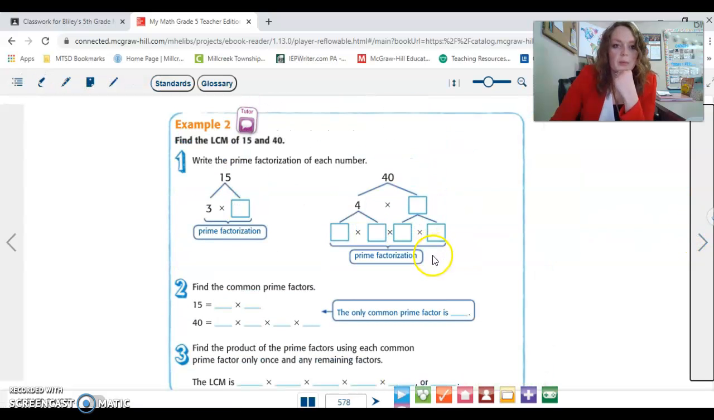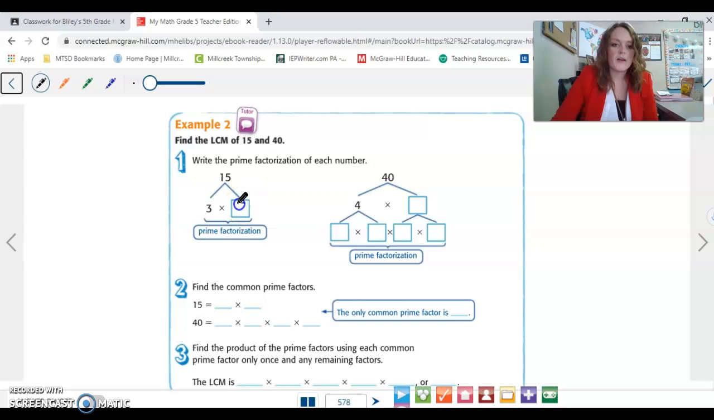Let's turn the page. Example 2, you can also do this with a factor tree. So it says write the prime factorization of each number. We have 15 and we have 3 times what is 15? Of course, we know 3 times 5. And then we can figure this one out as well. 40, we have it broke down 4 times 10, and then we need to break it down even more. So we have 4, 2 times 2, and 10, we have 2 times 5. Okay, we can look and see that 15 is 3 times 5. We're just rewriting our factor tree. And 40 is 2 times 2 times 2 times 5.